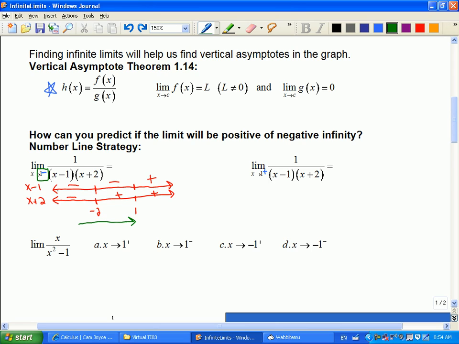This number line is trying to show you that these two pieces are the only two pieces that can change whether the graph is positive or negative. And the left piece is a negative, and the right side is a positive. So a negative times a positive will give me a negative, which means I'll have negative infinity when I approach from the left side.